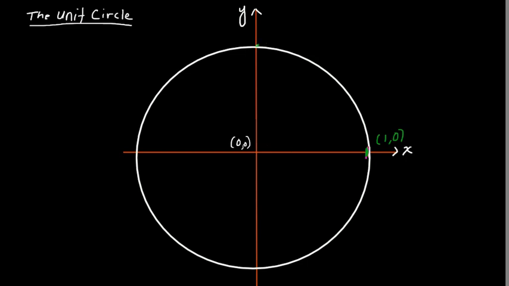This point right here is 0 on the x and 1 on the y. This point here is negative 1 on the x and 0 vertically on the y. And this point here is 0 on the x and negative 1 on the y. So there are our 4 main points, starting points on the unit circle.